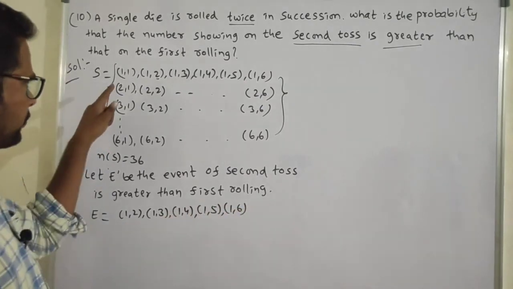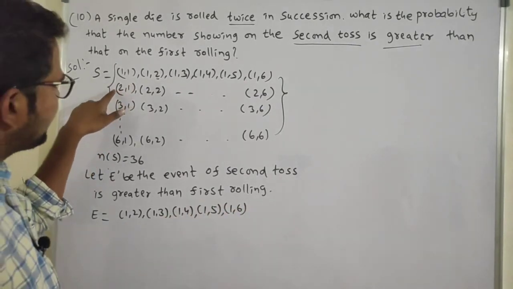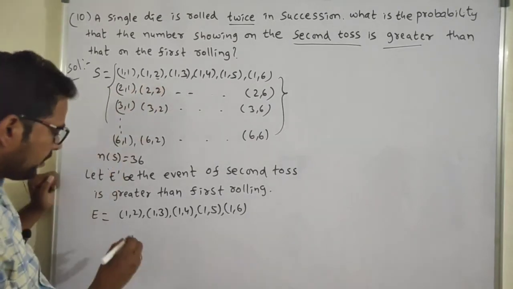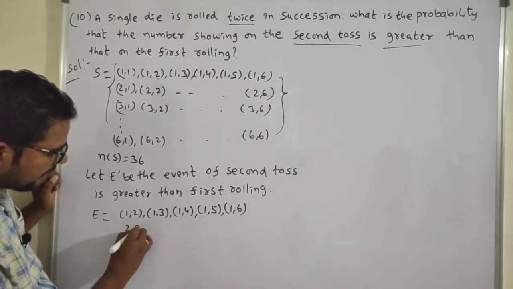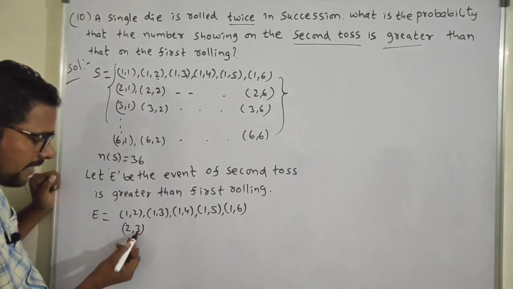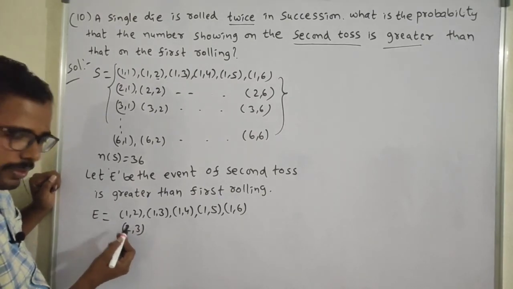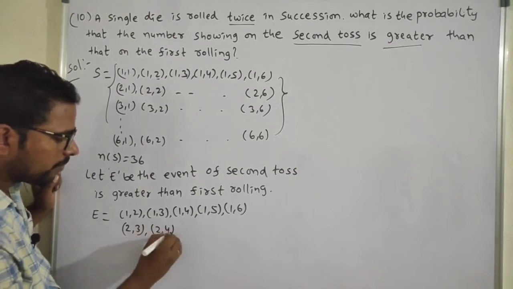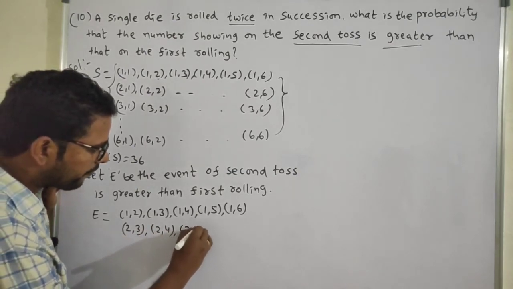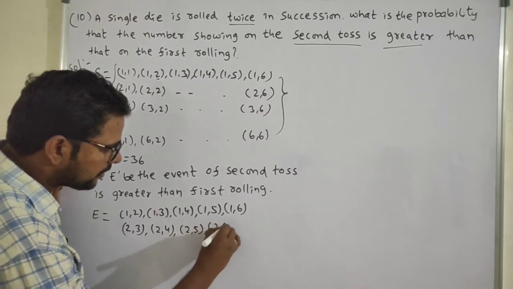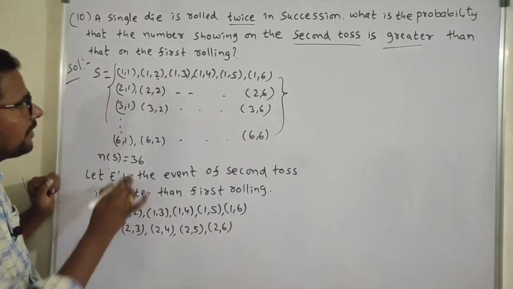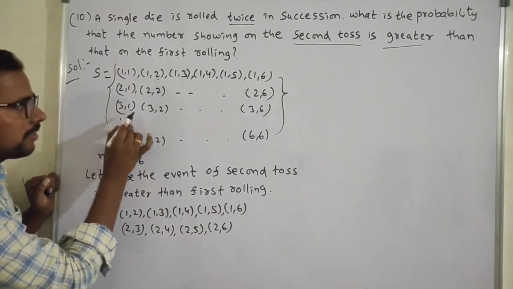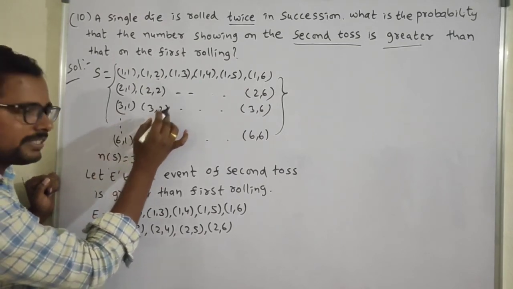From the second row, 2 1 is not possible because the first die number is greater. 2 2 is not possible, both are equal. Next 2 3 is possible because the second die number 3 is greater than 2, so we take this result. Next 2 4, since 4 is greater than 2, then 2 5 and 2 6. Next 3 1 is not possible because the second die number is less than the first die number. 3 2 and 3 3 are also not possible.